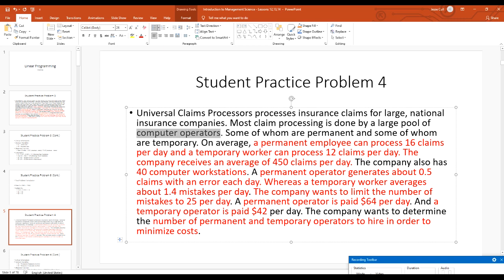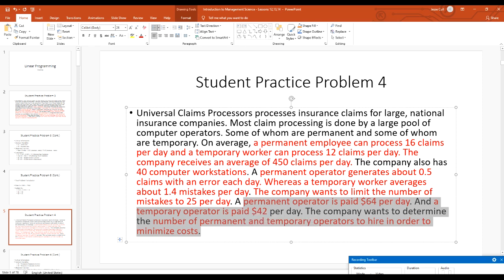So in this situation, we know again, this is going to guide our decision-making process. Anytime something guides our decision-making process, it operates as a constraint in this scenario. Finally, a permanent operator is paid $64 per day. A temporary operator is paid $42 per day. The company wants to determine the number of permanent and temporary operators to hire to minimize costs.